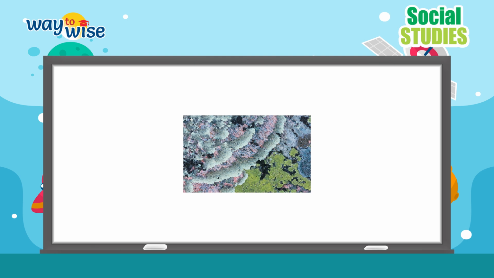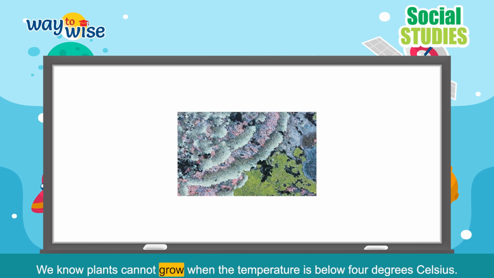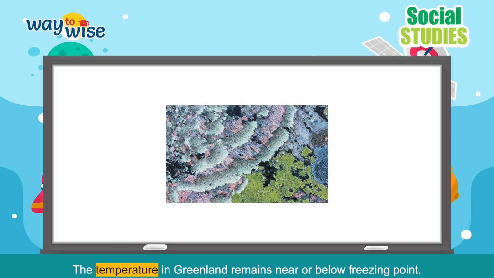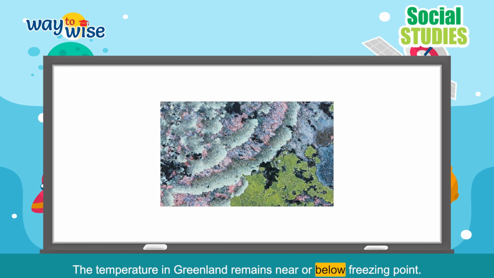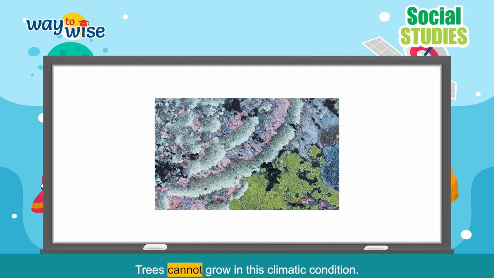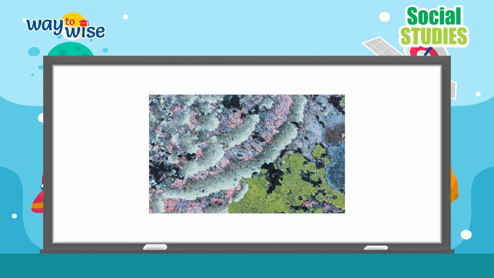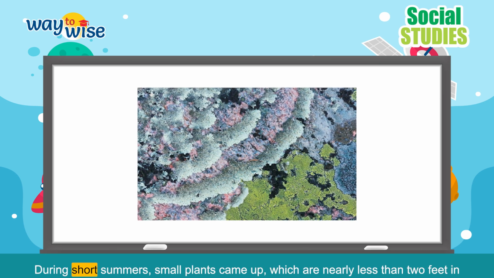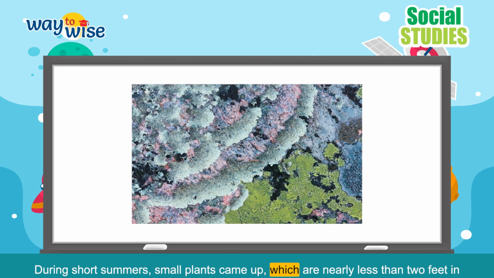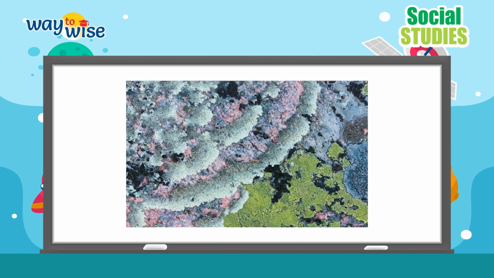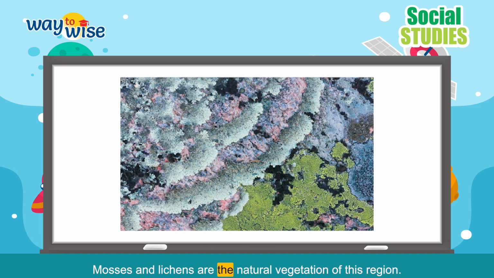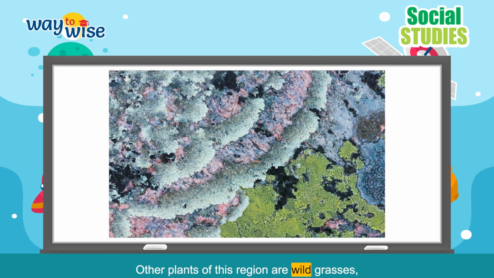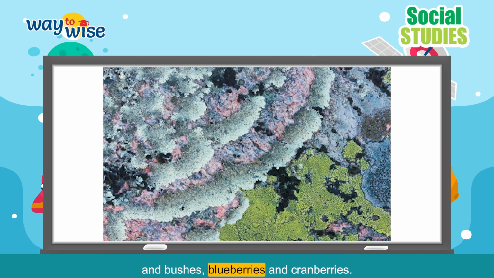Natural vegetation. We know plants cannot grow when the temperature is below 4 degrees Celsius. The temperature in Greenland remains near or below freezing point. Trees cannot grow in this climatic condition. So, Greenland is a barren land. During short summers, small plants come up, which are nearly less than 2 feet in height. Mosses and lichens are the natural vegetation of this region. Other plants of this region are wild grasses and bushes, blueberries and cranberries.